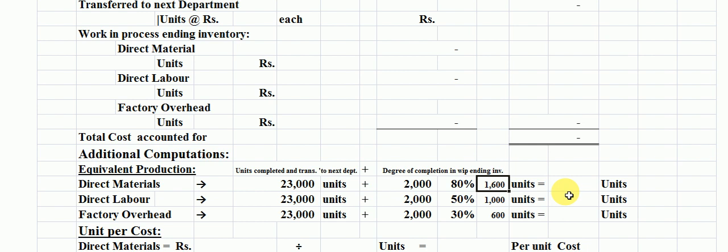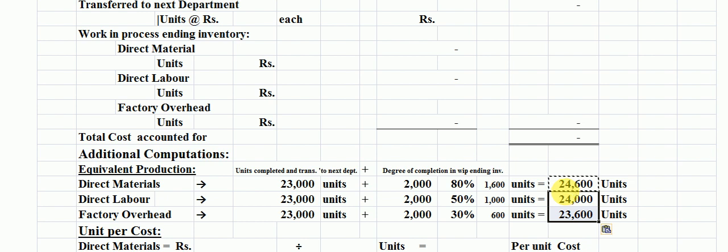Now we'll add these units and these units to find out the equivalent production in every section as material, labor, and overhead here. Then we have to add up this amount, these units and these units. This is the equivalent production in material, 24,600, which we copied here again.